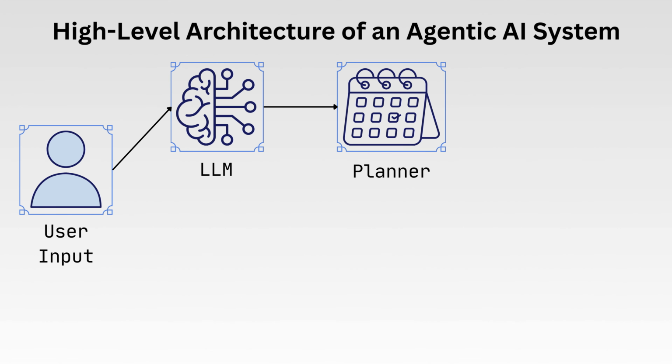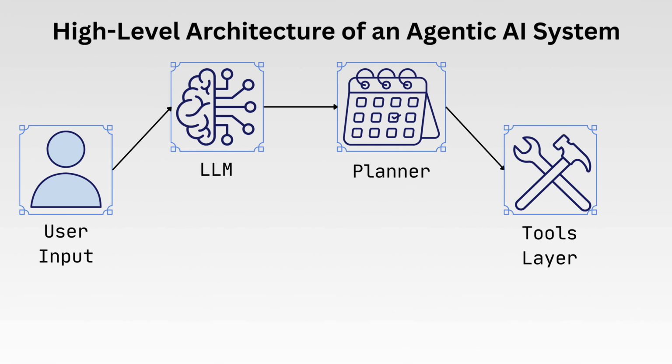Now comes the most powerful part of Agentic AI: tools. Tools allow the agent to interact with the real world. This could include querying databases, calling REST APIs, updating a CRM, sending emails, executing workflows. Without tools, the LLM can only generate text. With tools, it can take action.